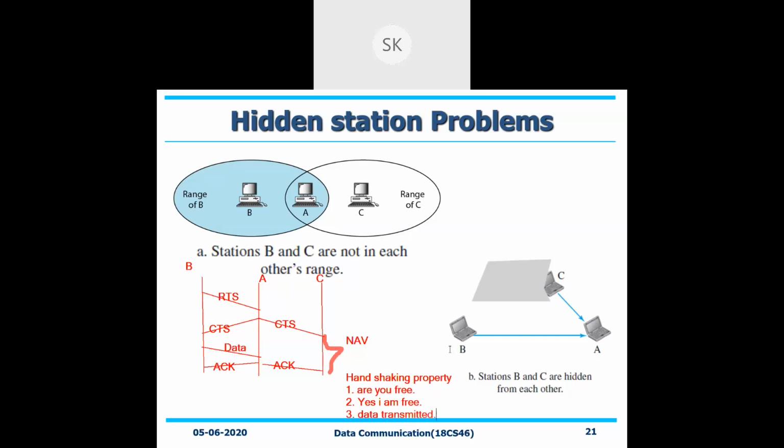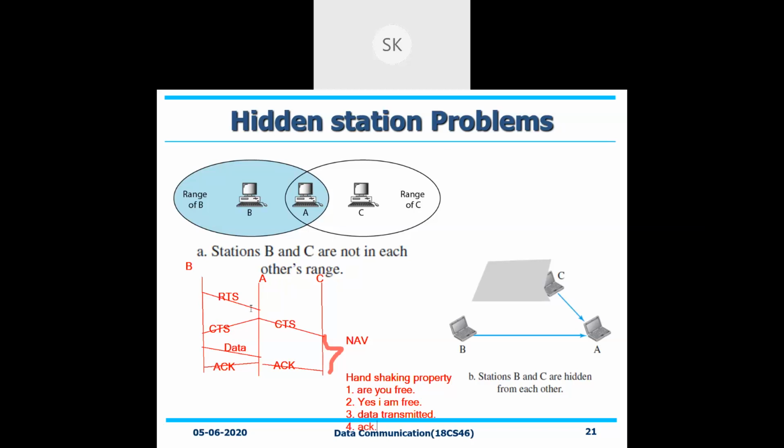This is called the three-way handshaking principle. For this data, once again, you need to get the acknowledgement. Without an acknowledgement, you cannot go forward. So this is how it will be working. The same principle can be adopted to avoid your hidden station problem.